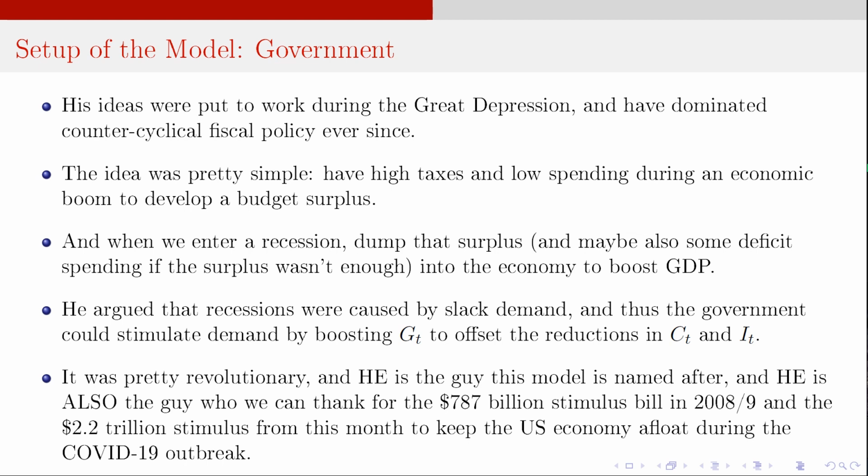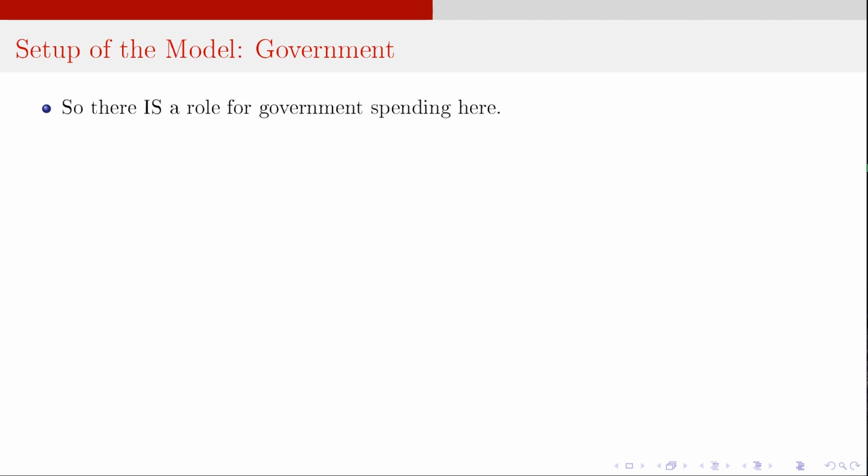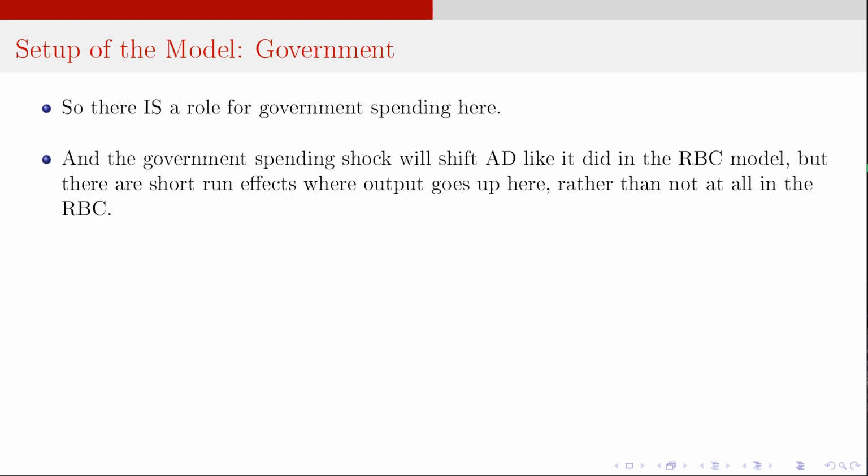And the $2.2 trillion stimulus from earlier this month in order to keep the U.S. economy afloat during the COVID-19 outbreak. That's all Keynesian macroeconomic theory put to work. So there is a role for government spending within this model because, again, aggregate supply is not vertical anymore. It's upward sloping, at least in the short run.